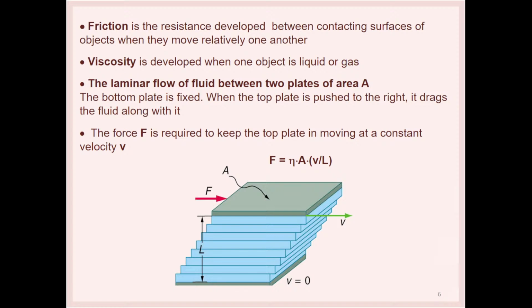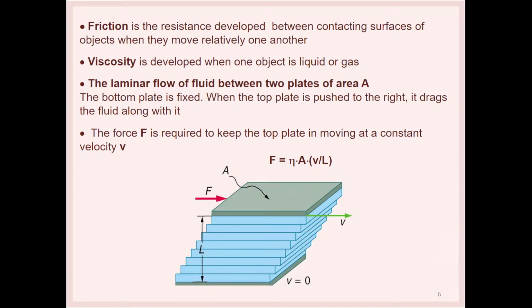The force F is observed to be proportional to the area of the plates. It is denoted here by letter A, and to the velocity of the upper plate denoted by letter V. And the force that is required to move the upper plate is inversely proportional to the plate separation. It is the distance between the plates that is denoted here by letter L.